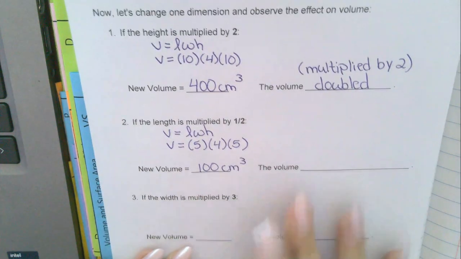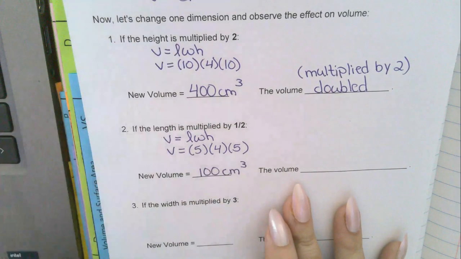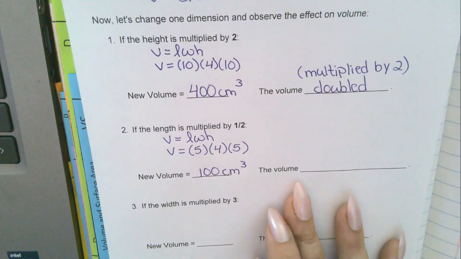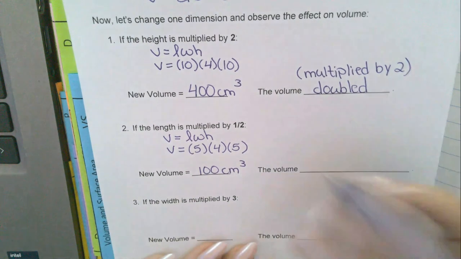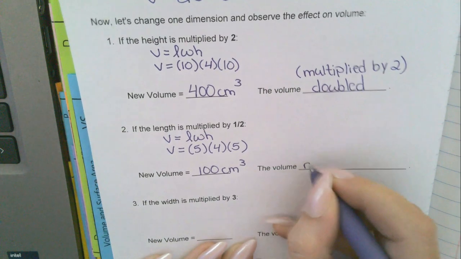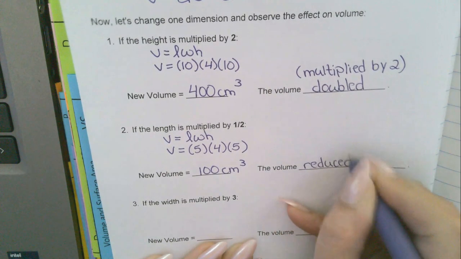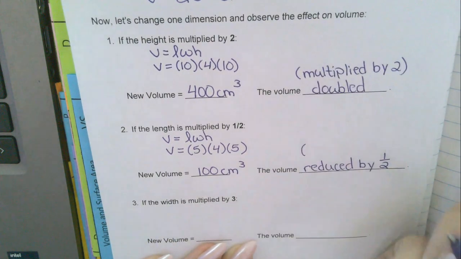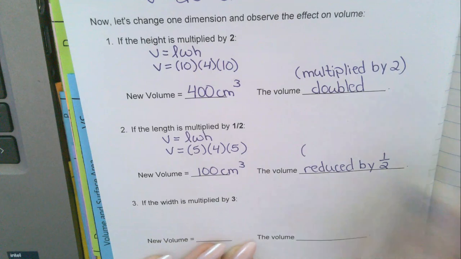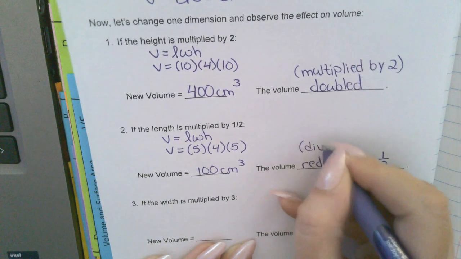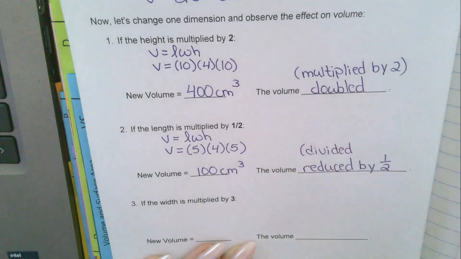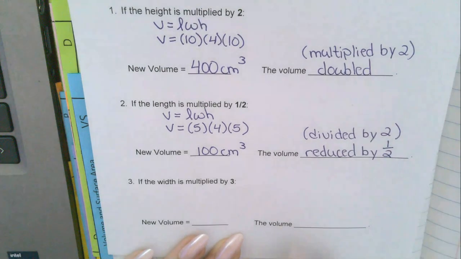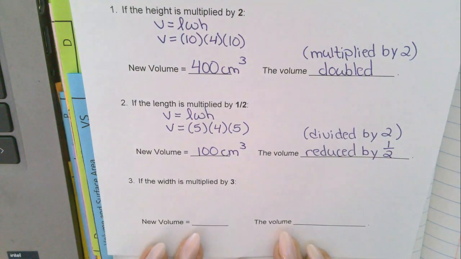So comparing, here's my new volume and my original was up top there. How would I describe the relationship between the new and the old? It's half of it, right? There are two ways you could word this. We could say it's reduced by a half, or you could say what did we divide by if we reduced it by a half? Yeah, so we could say divided by 2. Whatever is easier for you to work with, as long as you know what's happening.